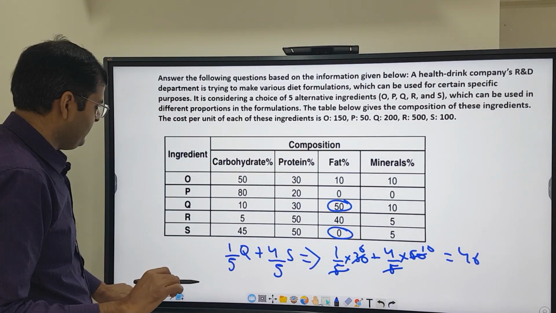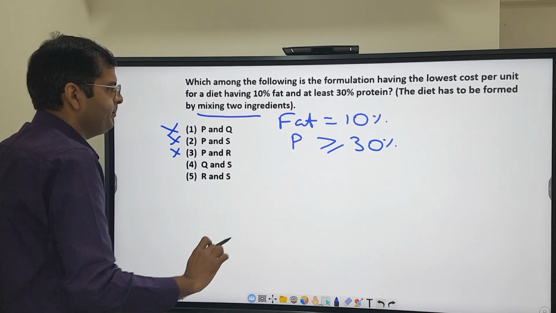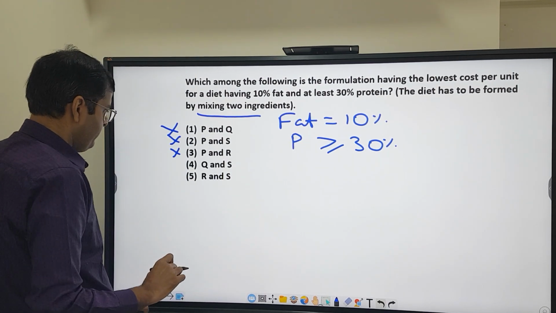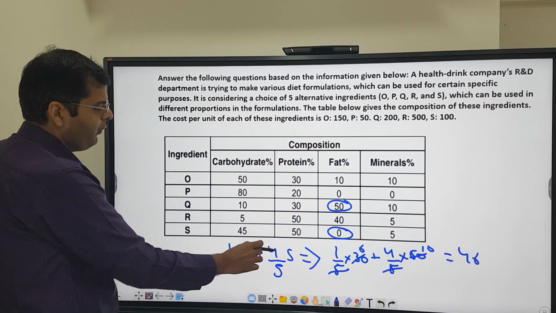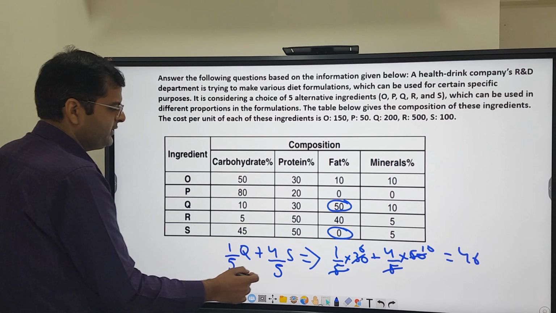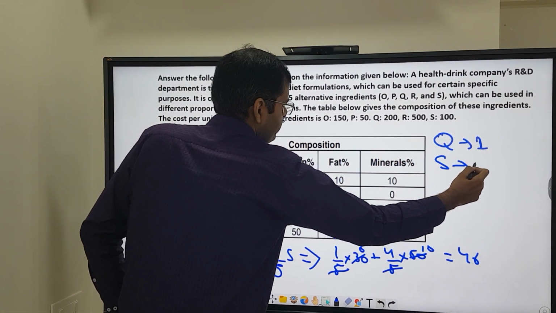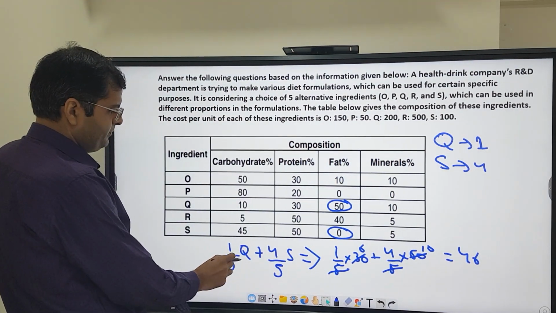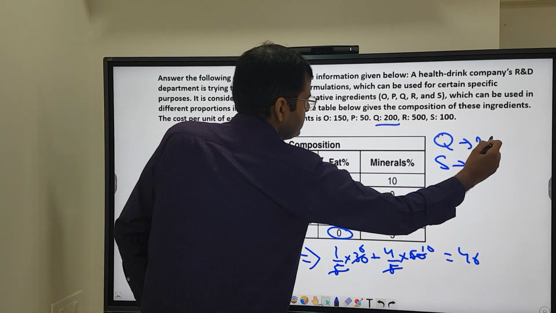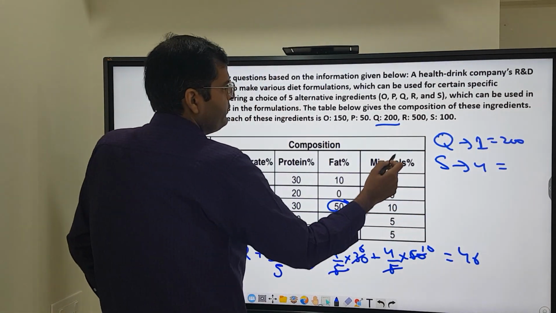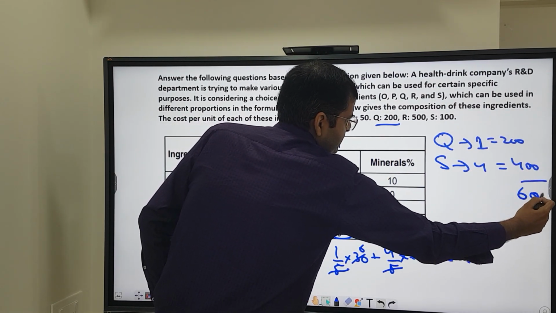So Q and S, this is a possibility that I can get a fat equal to 10% and P greater than 30%. But how is it possible that they are mixed in the ratio 1:4? Because 1/5 upon 4/5 is 1:4. So 1 unit of Q and 4 units of S. So what is the cost of that first? Because we have to find the minimum cost option. So 1 unit of Q costs 200. 1 unit of S is 100, so 4 units of S is 400. So 200 plus 400 is 600.